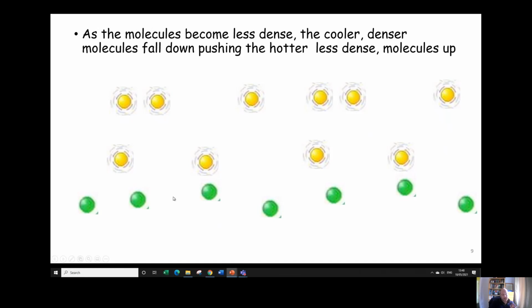The hotter molecules become less dense, and the colder, more dense molecules fall in between them, pushing them up. And then we get the heat rising up, and then as it starts to cool, it starts to fall down again, and you can end up with a cycle occurring.